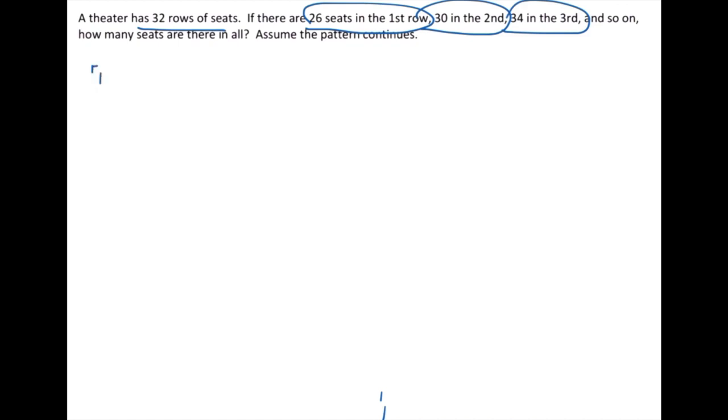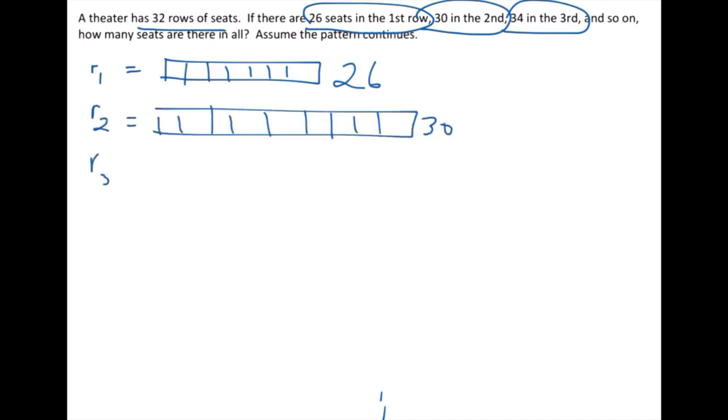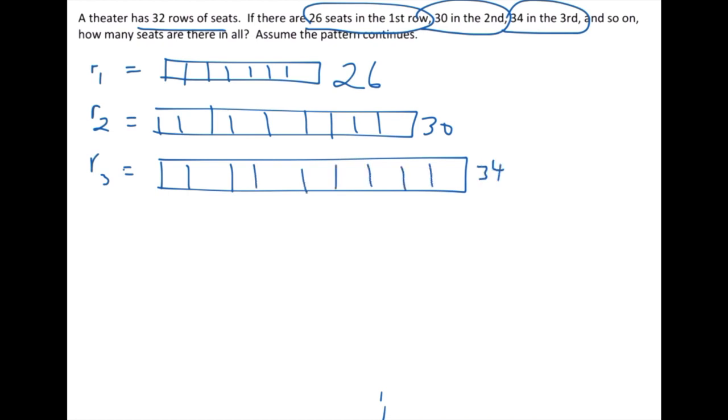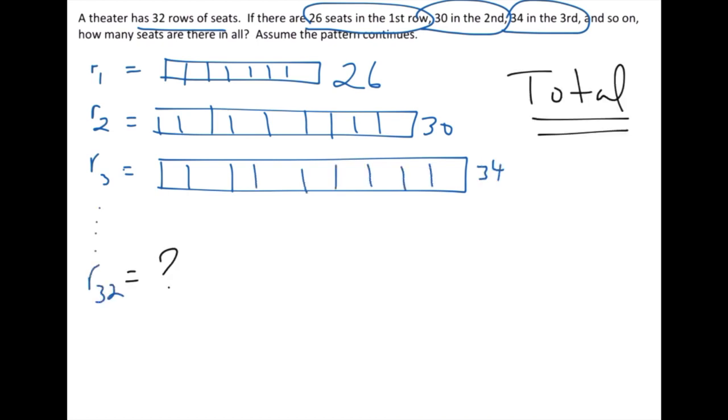Row 1 has 26 seats. Row 2 has 30 seats. Row 3 has 34 seats. Now we need to go all the way to row 32. So we are looking for S of 32. That means 26 in the first row plus 30 in the second row plus 34 in the third row plus all the way to what we need to have here.